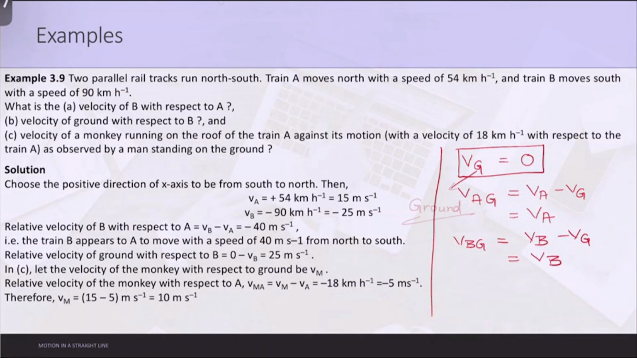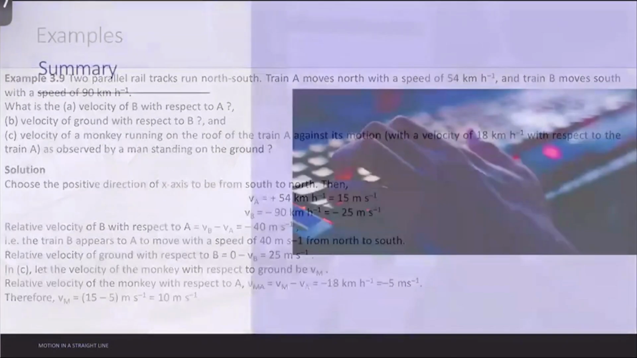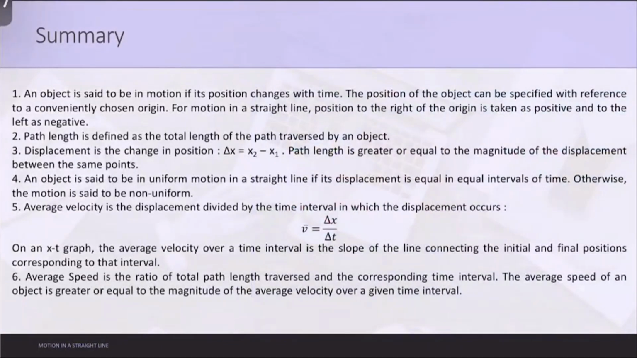So G is basically ground, right? Let me solve this question again. Let us suppose this was with the motion. Let's say there was a train and the monkey was moving with the train only. So what would have occurred? Here VMA would have changed to plus 5. Then VM minus VA is equal to plus 5. VM is being asked, that is equal to VA plus 5. So it is nothing but 15 plus 5, which is 20 meters per second. So the answer would have been 20. Okay, so that being said, let's move to the summary and complete this session.